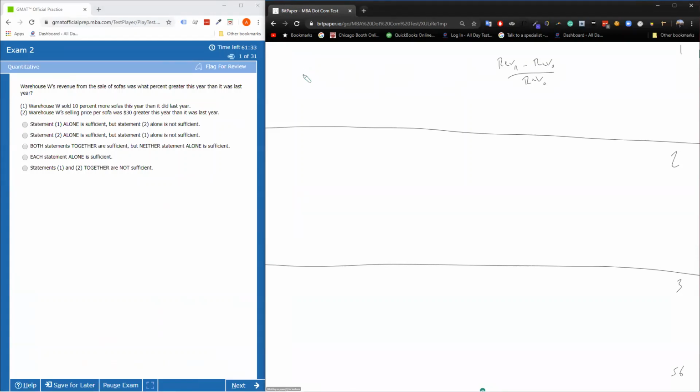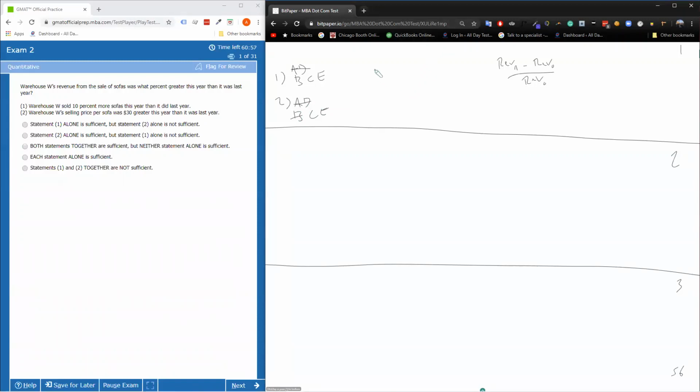Warehouse W sold 10% more sofas this year than it sold last year. So in order to know something about revenue, we need to know something about price and quantity. This just tells us something about quantity, so by itself, it's not going to be sufficient. Warehouse W's selling price was $30 greater this year. So this gives us information about price, but not quantity. So I'm guessing that together they will probably be helpful.